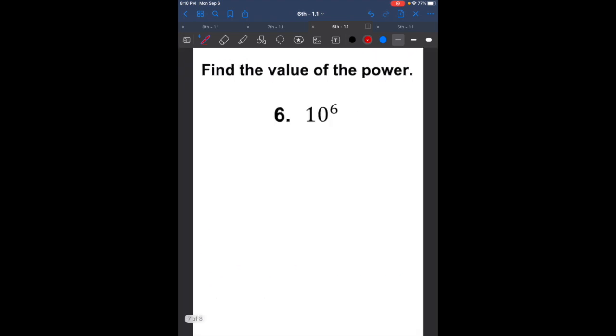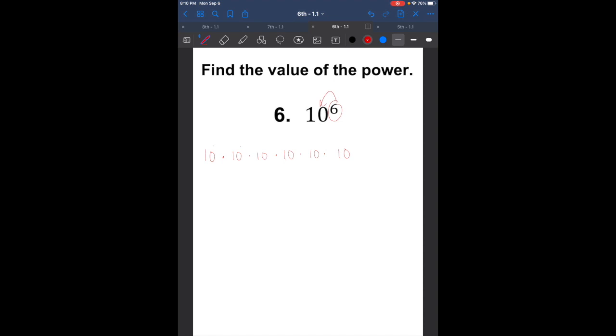10 to the 6th power. Again, don't get stressed out. All you got to do is we're multiplying by zeros. Remember, when we multiply by 10s, we are adding zeros. So how many number 10s do we have? We have 6 of them. So let's do this. We got 10 times 10, that's 2, times 10, that's 3, times 10, that's 4, times 10, that's 5, times 10, that's 6, right? 1, 2, 3, 4, 5, 6.